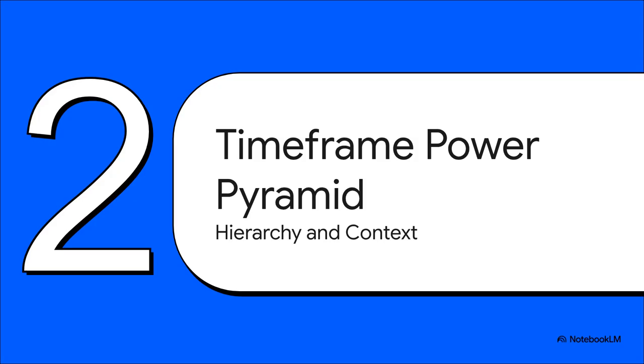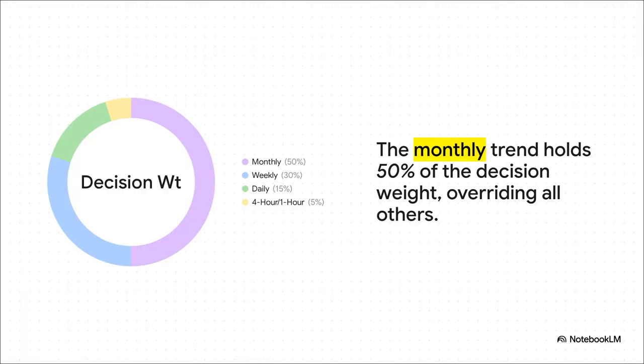So how do we find that missing context? We build a framework, and this is the professional's solution, the time frame power pyramid. It's a way to bring a clear, logical hierarchy to all of your analysis. The very first thing you have to understand is that not all timeframes are created equal, not even close. They each carry a different decision weight.